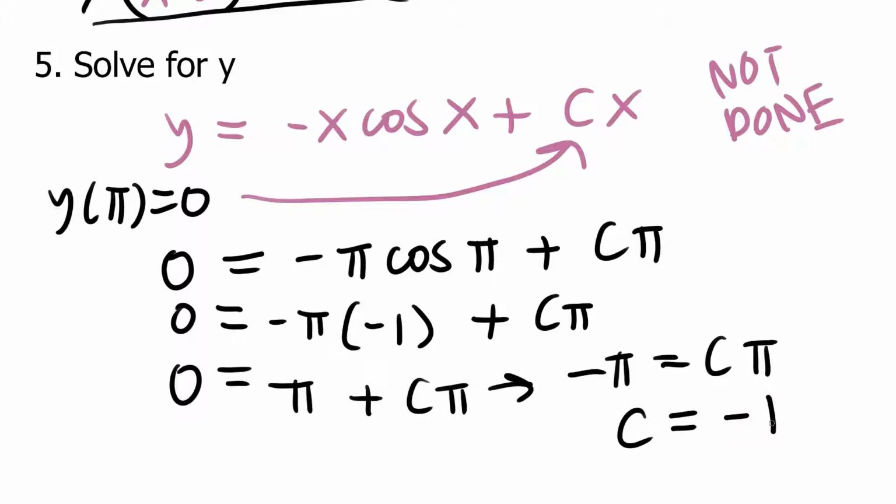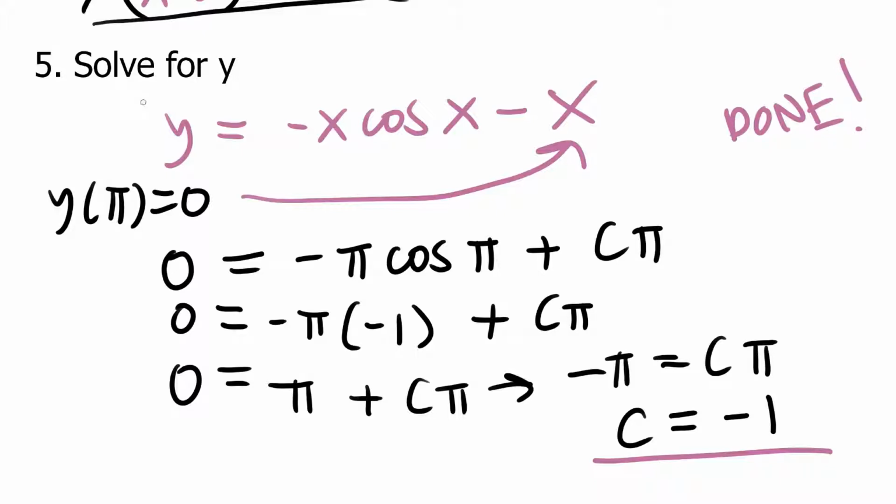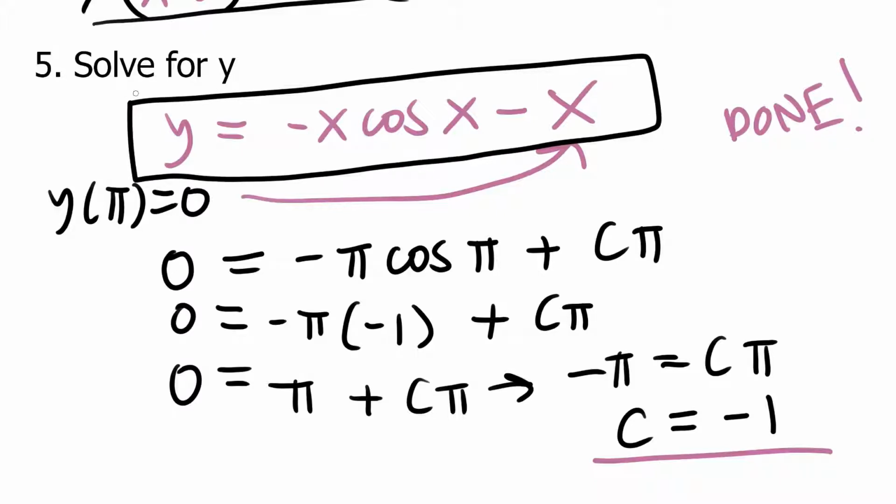Now that we know what our C is, we can plug it into this above equation right here. I'm just gonna erase this C and replace it with a negative 1 to save some room. When we plug in that negative 1, we just get negative x, and we can say done instead of not done, because this is now our answer using the initial value problem and the initial value, which help us get rid of that arbitrary C, and now we have a more precise general solution.